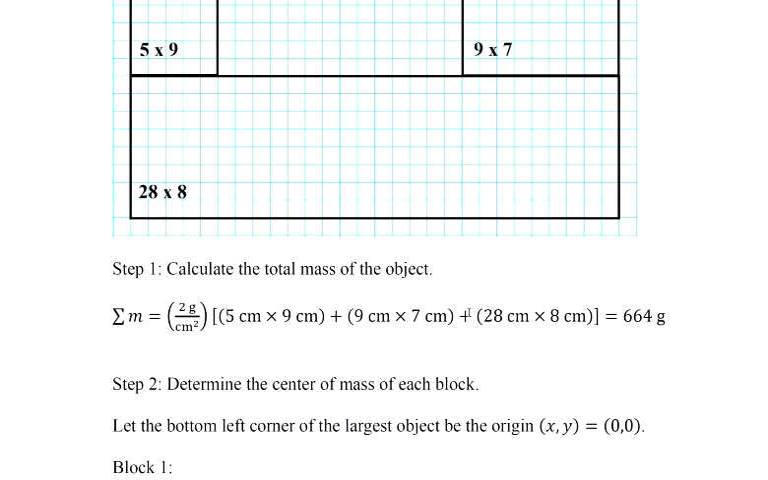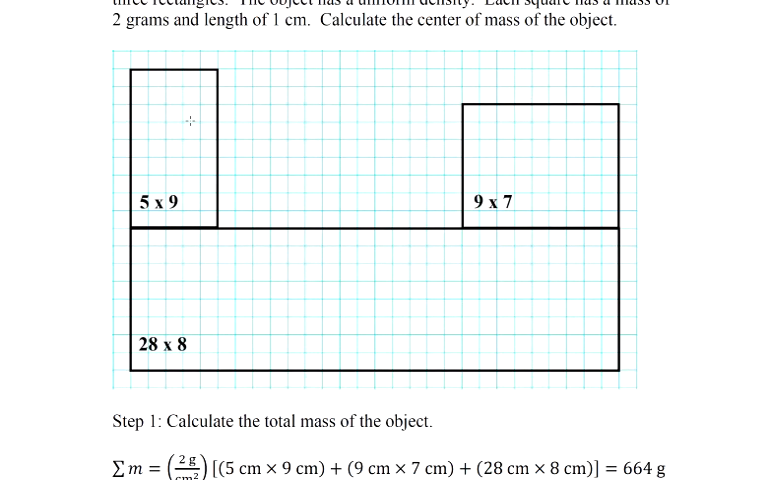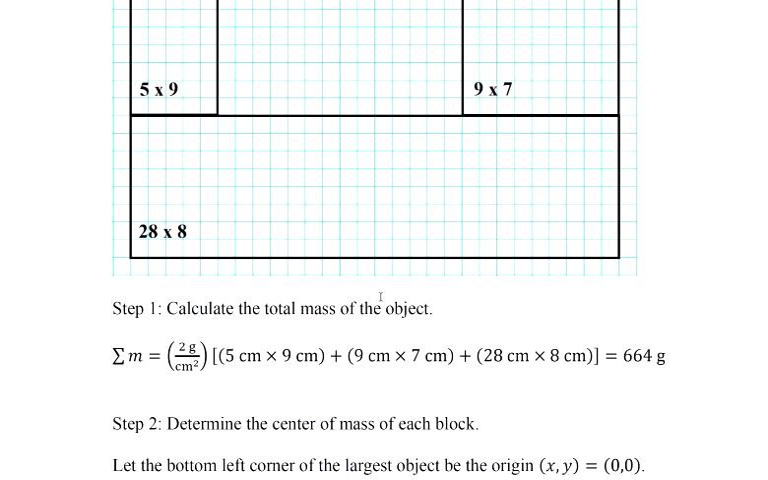So step one, calculate the total mass of the objects. So we could break it up into three parts. This 5 by 9, this 28 by 8, this 9 by 7. So each square has a density of 2 grams per centimeter squared. So we get a total mass of 664 grams.